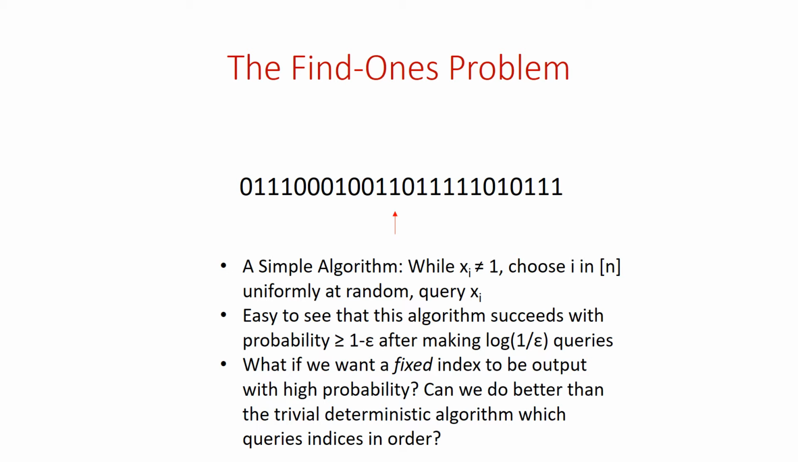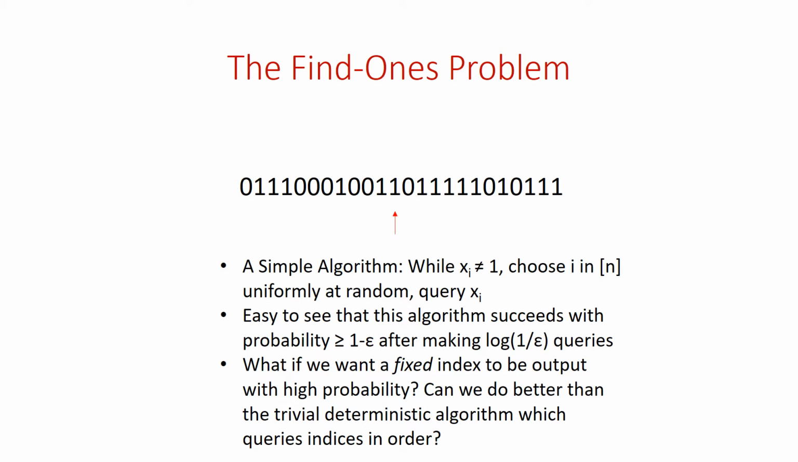So what sort of question can we ask about this problem that's non-trivial? Well, the question we ask is: is there a randomized algorithm that outputs a fixed index with high probability? Note that a deterministic algorithm solving this problem, the naive one that we spoke about, namely querying the bits in order, because it's deterministic, is always going to output the same index. There's only one possible output of the algorithm, and that's going to be a fixed index. For a randomized algorithm, though, there are many possible outputs depending on the randomness.